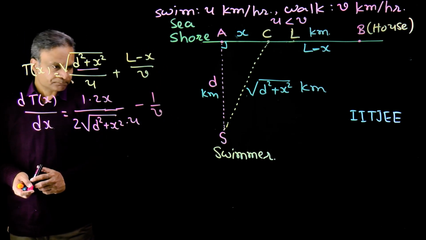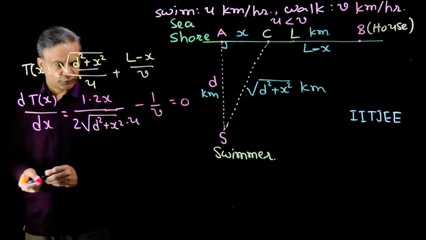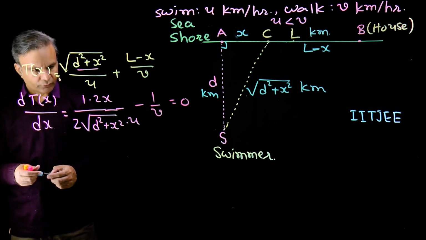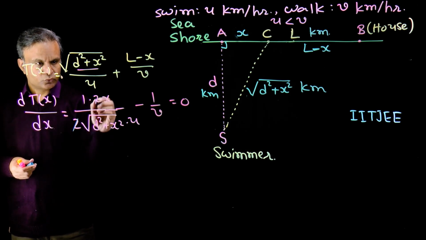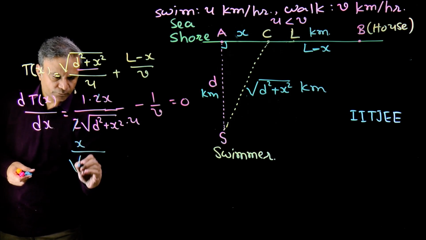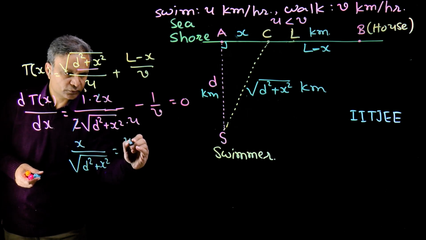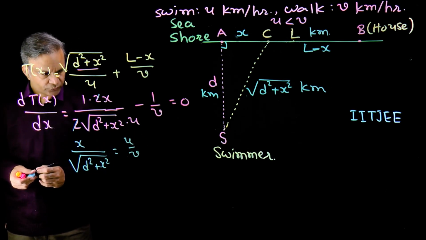And for the point of minima, we equate the derivative to 0. From this we will get the value of x. Here the 2 gets cancelled out. We get x over root d square plus x square is equal to u upon v.